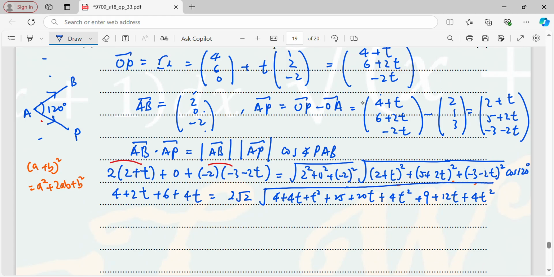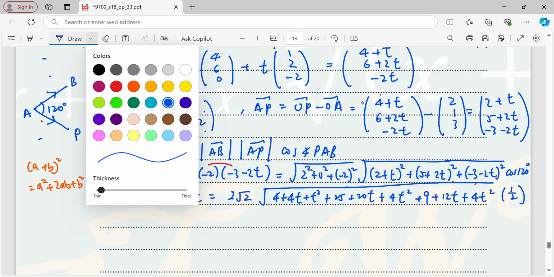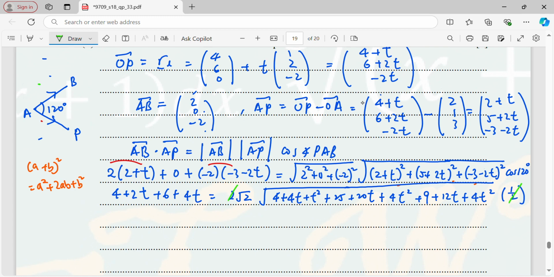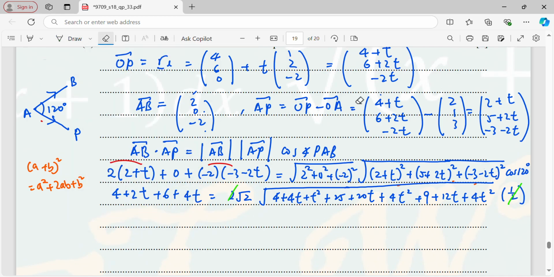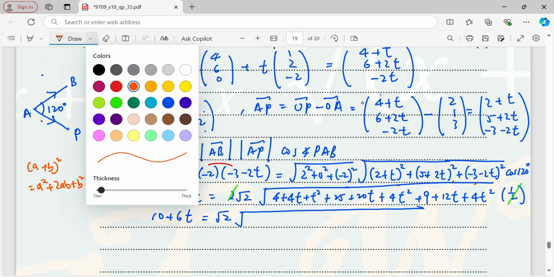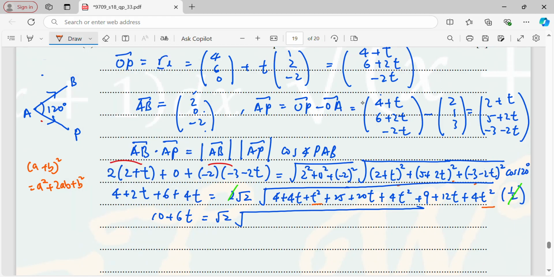Okay, cos 120, that is positive half. So now on the right side, the half and 2 cancel off. So basically you get square root 2 times another square root. So now I will simplify the second square root first. There are so many terms. So therefore, you will be getting left side 10t, 6t, 2t plus 4t, 60. So 10 plus 60, that equals square root 2 times another square root. So for another square root, see here, 4t squared plus 1t squared plus 4t squared. This is just 9t squared.